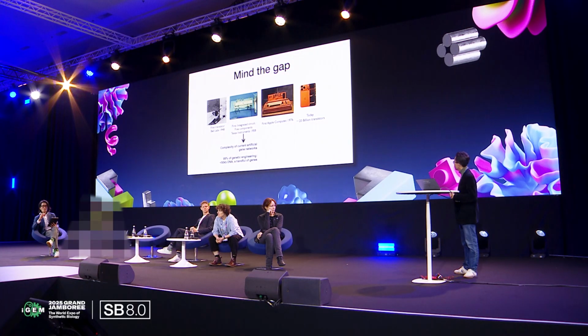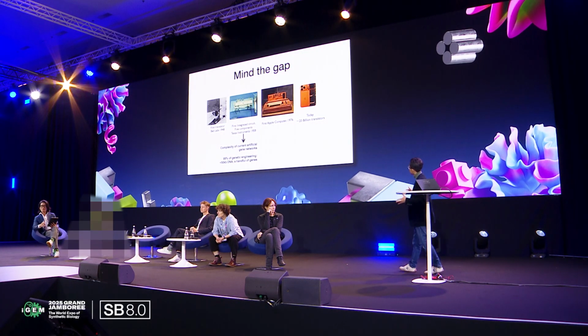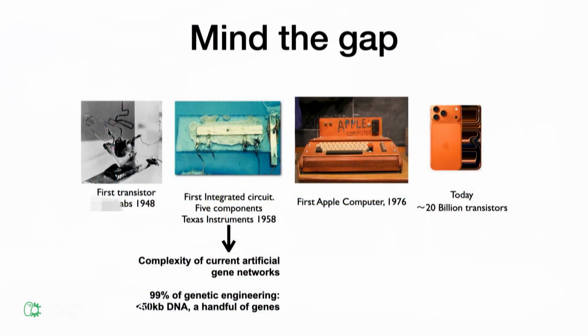And if you think about scale, today 99% of the genetic engineering we are doing involves less than 50,000 base pairs of DNA, and only a handful of parts.